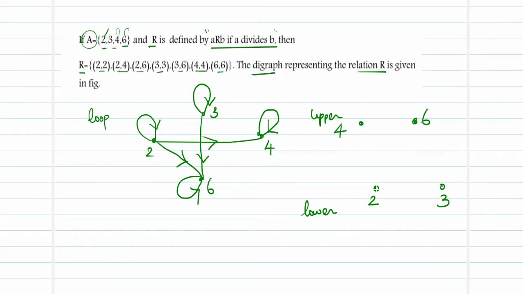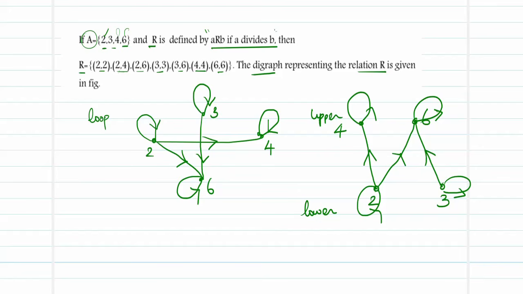representing a clear picture. So I now have a 2 to 2, a 3 to 3 as a loop, a 6 to 6 as a loop, a 4 to 4 as a loop, and now I have connected from 2 to 4 because 2 divides 4, and a 2 that divides 6, and a 3 that divides 6. Now see, we have not made any crossovers and the network looks neat and simple. So this is how we define or draw a digraph.